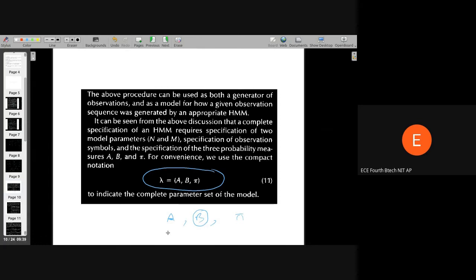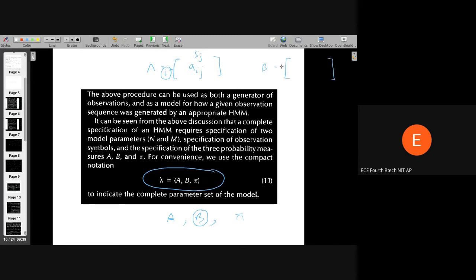If you have watched yesterday's video on HMM, then you will already know what I'm talking about. This state transition matrix gives, from a particular state i to a particular state j, the probability of moving from one state to another, from one state at a time t to another state at time t plus 1. That is given by this matrix A.